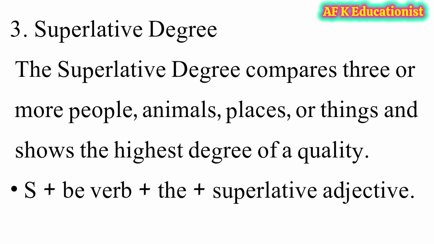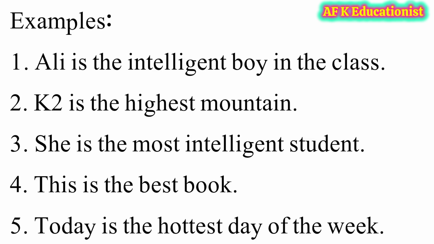3. Superlative degree. Definition: the superlative degree compares 3 or more people, animals, places, or things and shows the highest degree of quality. We usually add est to short adjectives or use most before long adjectives. We usually use the before the superlative adjective. Formula: subject plus be verb plus the plus superlative adjective. Examples: Ali is the most intelligent boy in the class.